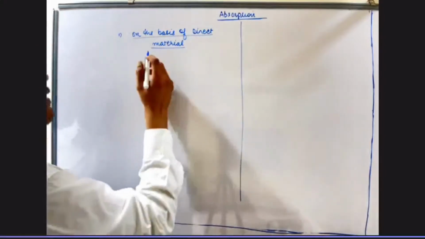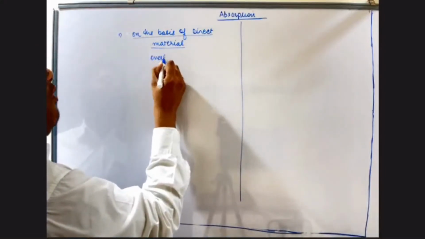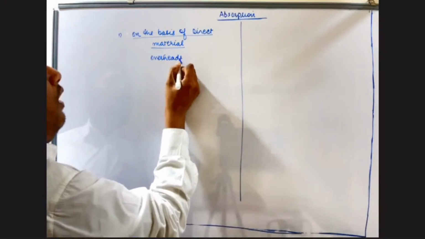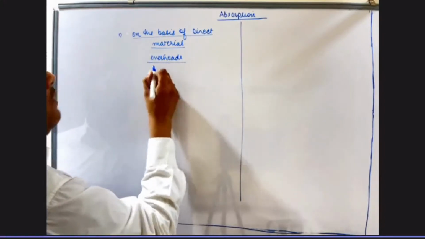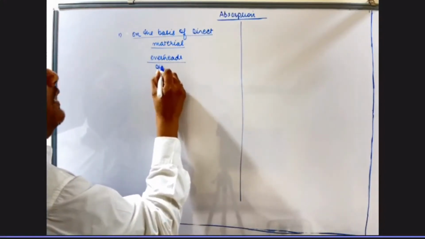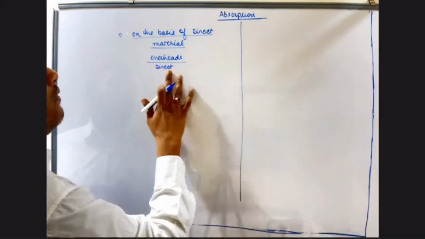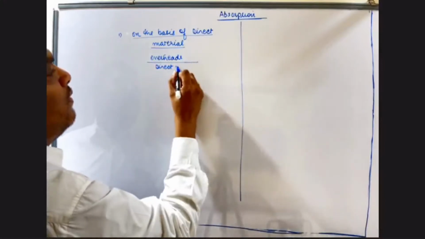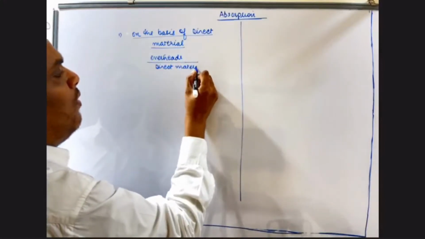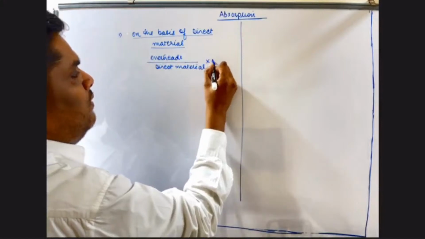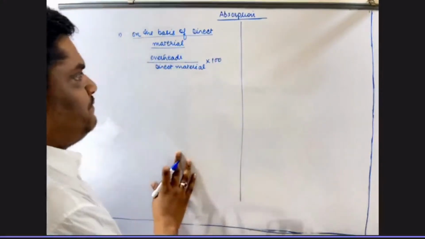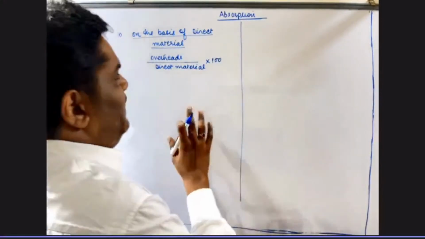How to absorb: that is, total overheads divided by the total direct material into 100. Herein we will get the answer in percentage form.